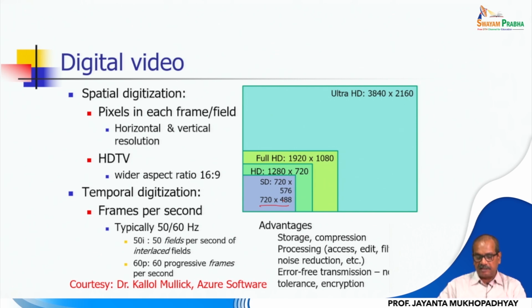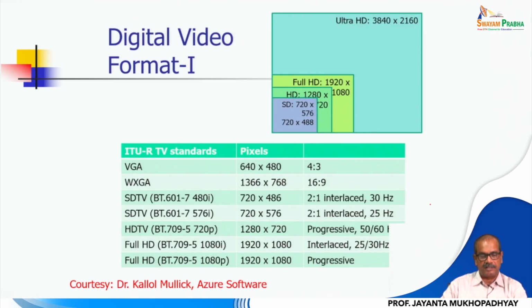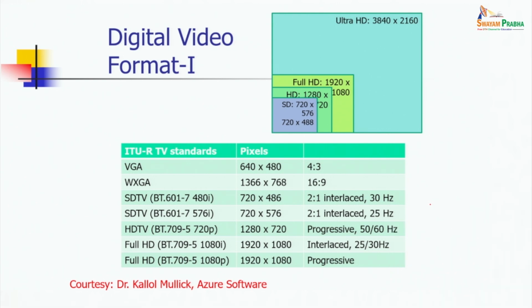The advantage of digital video is that you can directly process it. If you have the digital video in this format, you can store it conveniently, compress it, and error-free transmission is possible. You can do encryption. So there are several advantages, some directly from the digitization, and as such from the video standard itself. Different formats I have just mentioned in terms of size, but now other related major information is given.